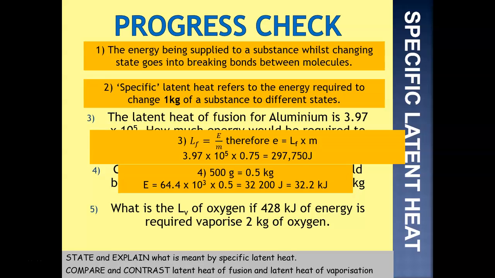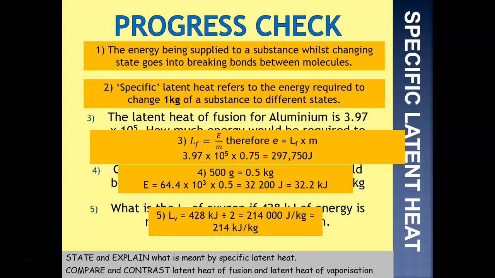And finally, what is the latent heat of vaporization of oxygen if 428 kilojoules of energy is required to vaporize 2 kilograms of oxygen? Well, latent heat of vaporization is energy divided by mass. That would be 428 divided by 2, 214,000 joules per kilogram, or 214 kilojoules per kilogram. Please pause the video and ensure you've got all those answers noted down correctly.